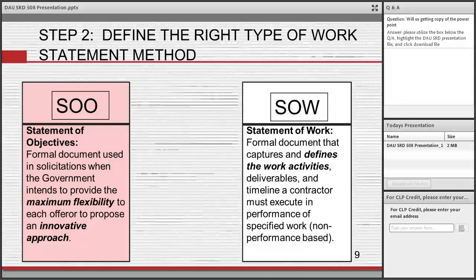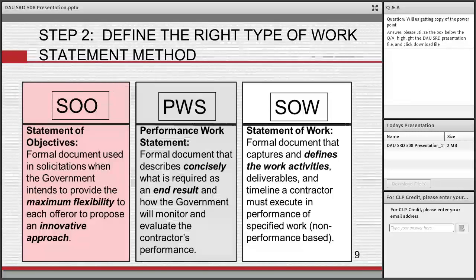So between a SOO and a SOW, you can see that the burden of risk is more on the government if we dictate the SOW. We dictate the what and the how. We take less risk if we do the SOO. We tell you what we need, but it's up to you, Mr. Offeror, to tell us what's the best way to meet our needs, okay?